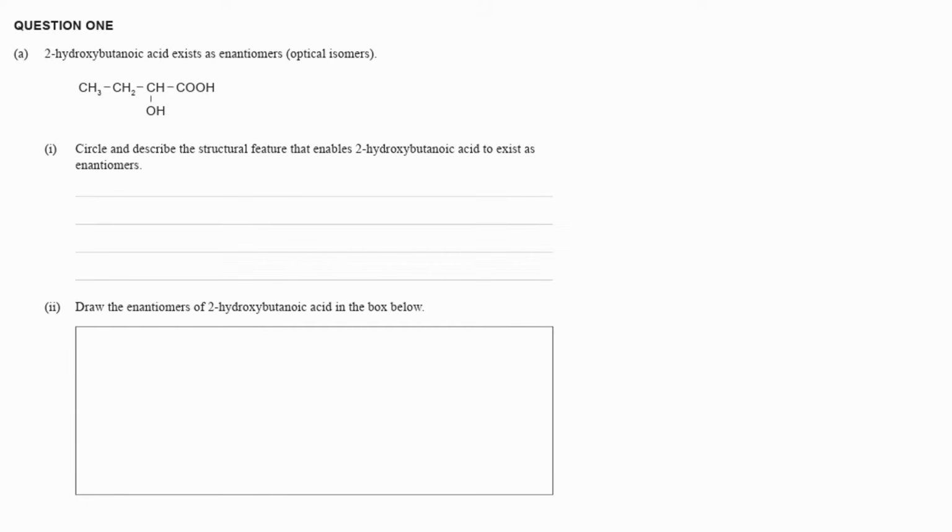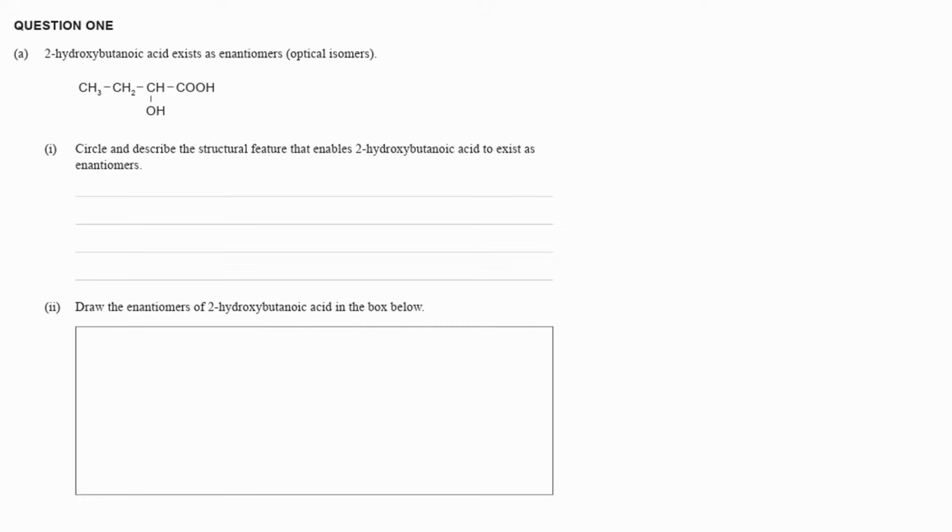Right, question one. If we look at question one from the paper here, we can see that part A says 2-hydroxybutanoic acid exists as enantiomers, which are optical isomers. That's the name for the two optical isomers that you might have. And then they've given us the structure of an organic molecule. The first thing they ask us to do is circle and describe the structural features that enable 2-hydroxybutanoic acid to exist as enantiomers.